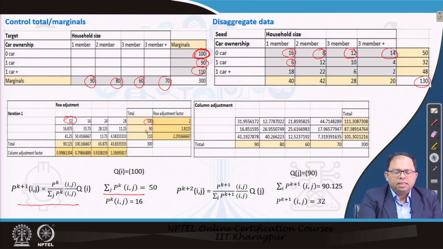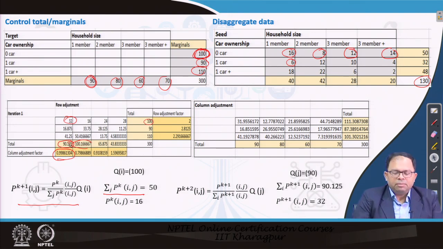marginals, but on the other side it is not the same. So, there is some discrepancy. We can see that this 90.125 is not the same as 90, 100 is not the same as 80, and so onwards. So, in the next step we need to modify the totals for the columns. That means over here we determine the column adjustment factors. In the same way, we determine that Qj is 90, for example for the first column, and then we sum it up over each i after the first iteration, k plus 1, and we find that this value is 90.125.